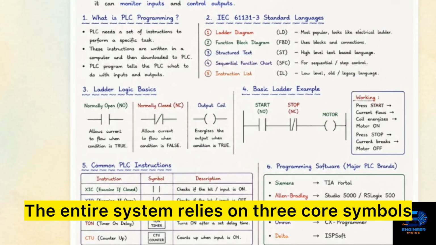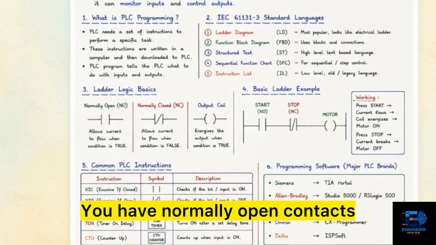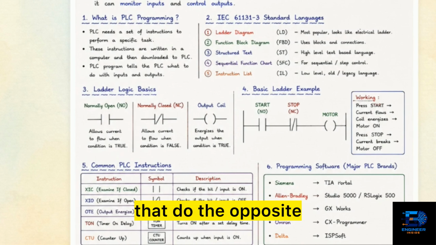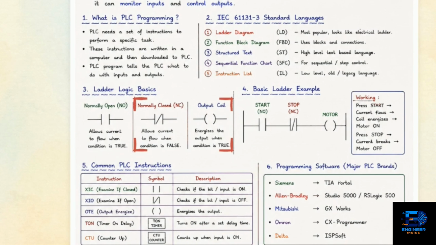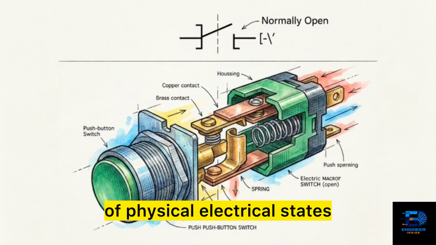The entire system relies on 3 core symbols. You have normally open contacts that only let current flow when activated, normally closed contacts that do the opposite, and output coils that energize the actual machine part. These symbols on a screen are digital representations of physical electrical states.